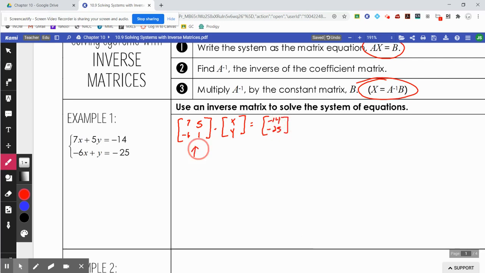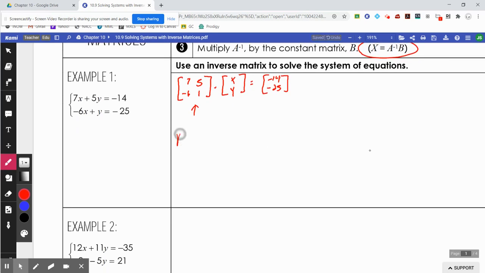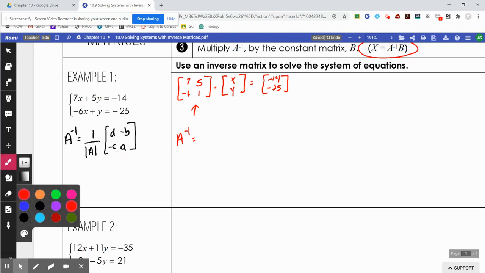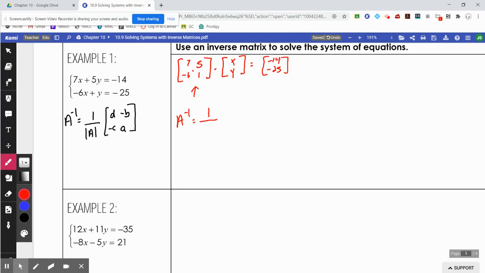So here is my matrix A. So now let's find A inverse. And if you can't remember how to find A inverse, here are the steps. I'm going to write it over here. So you do 1 over the determinant, and then you multiply that by this matrix. You flip-flop your A and D, and you make the other two negative. So therefore, for the inverse here, we're going to do 1 over the determinant. The determinant, down minus up, is 7 minus -30. That's 7 plus 30, which is 37.